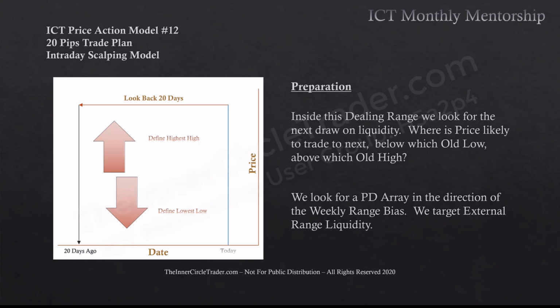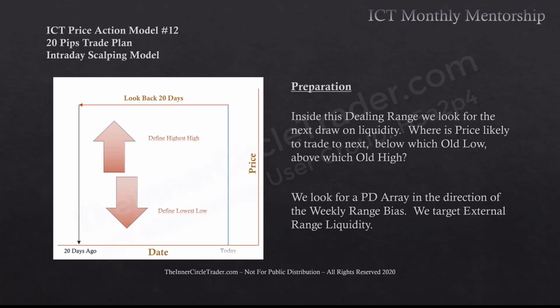Inside this dealing range, we will look for the next draw on liquidity. Where is price likely to trade to next? Below which old low? Above which old high? We look for a PD array in the direction of the weekly range bias. That's what I just mentioned before going into the preparation stage of this trade plan. In other words, we're looking for most likelihood in terms of it moving and expanding on that weekly candle that's just opened on the next Sunday to come. Is it more likely to trade higher or lower?